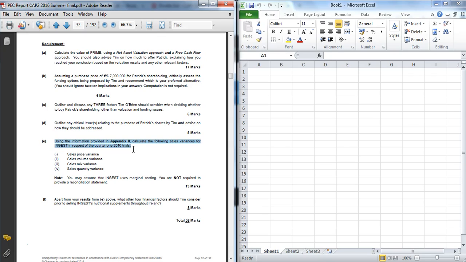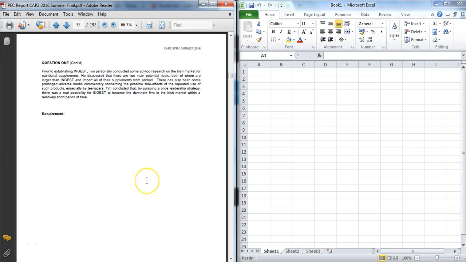So price and volume variances for sales, and also the sales mix and sales quantity. So again, we're looking here at the basic sales variances, but also some more advanced ones that are core to CAP2. And note this information here, you may assume that Ingest uses marginal costing, i.e. it looks at contribution per unit as opposed to profit per unit. So you should ignore fixed costs, and you're not required to provide a reconciliation statement. So that's just outlining what you should and shouldn't do.